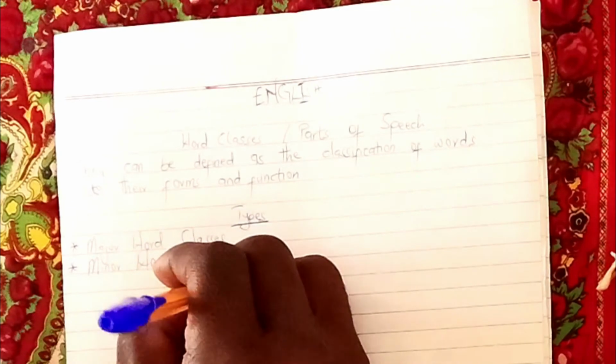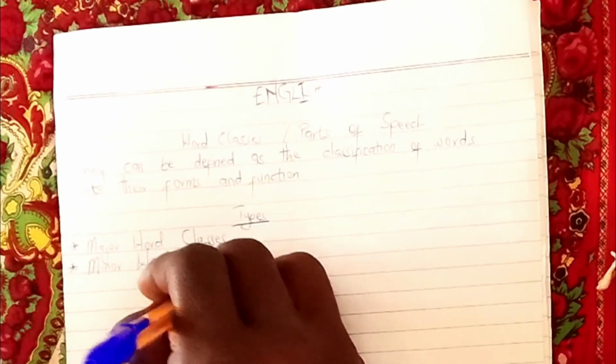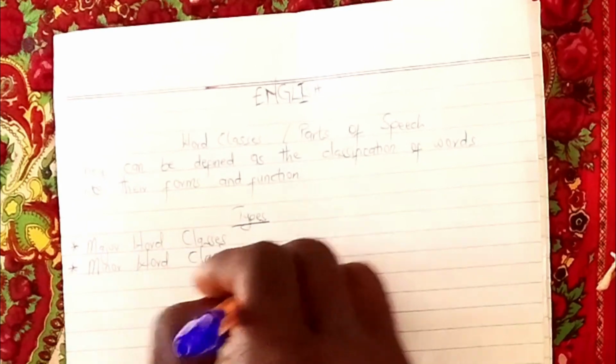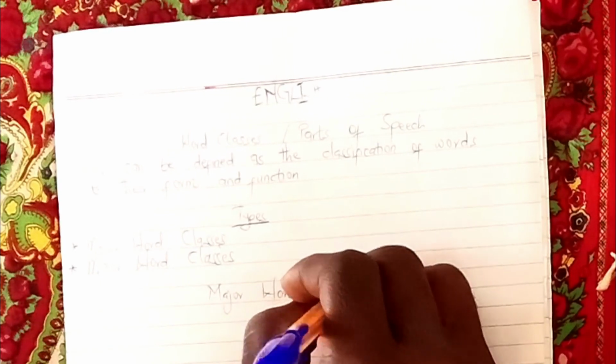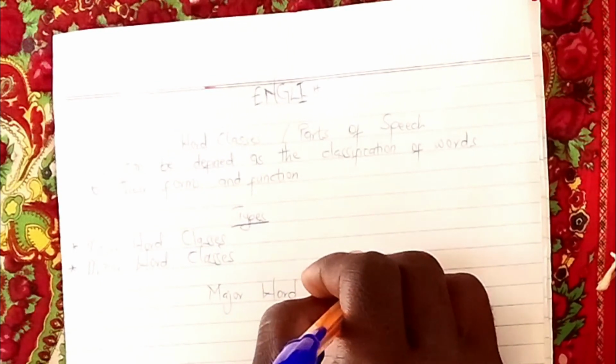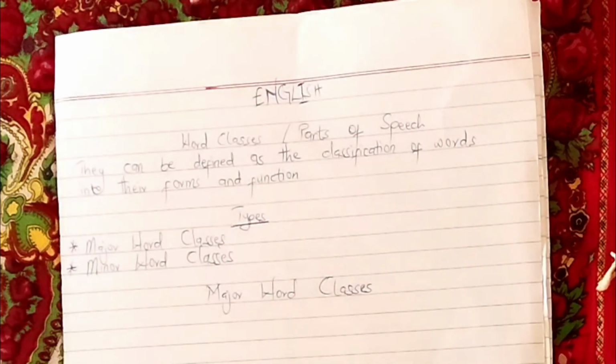So let's start with the very first type of word class, that is the major word class or classes. One may ask, what makes a word form part of the major word class and not the minor word class? So, as we already said from the onset, the words have been grouped into these classes because of their forms and their functions, most especially. So we will now look at the characteristics of the major word class. Why are words placed in the major word class? What makes the major word class different from the minor word class?